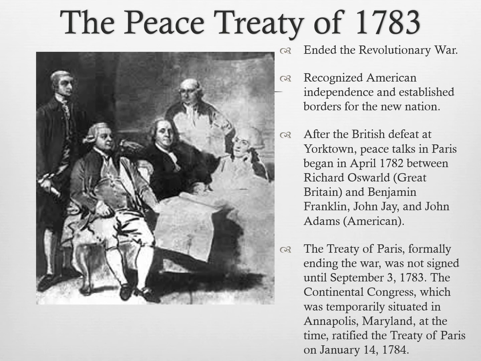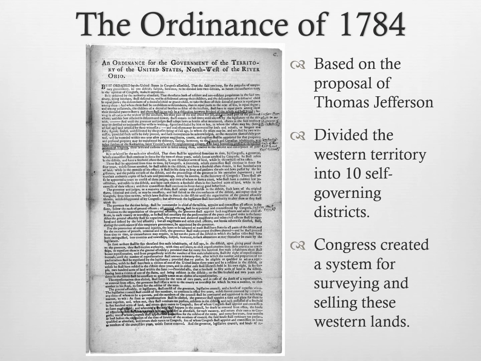So the next topic I want to discuss is the Ordinance of 1784. Now let's continue to talk about some other issues that the Americans are involved with, and that is really going to be situated around the Ordinance of 1784. So this is based on the proposal by Thomas Jefferson. It's going to divide the territory into 10 self-governing districts, and Congress is going to create a system for surveying and selling these western lands.